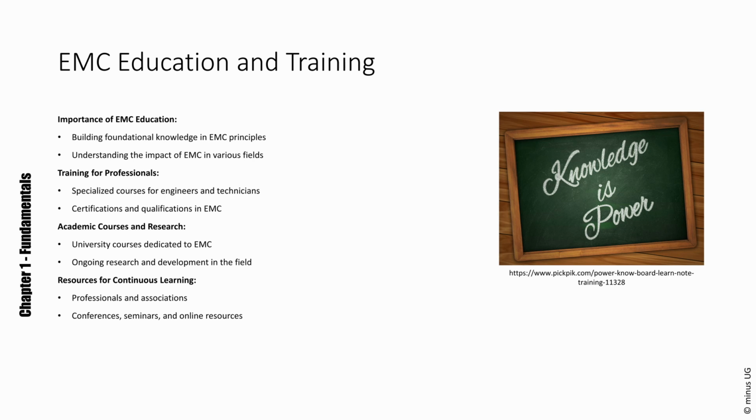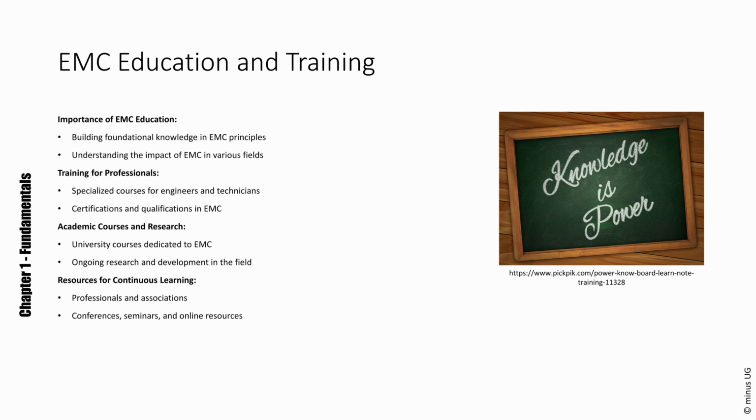Academic courses and research. Academic institutions play a significant role in EMC education through dedicated university courses and research programs. These courses provide students with theoretical knowledge and practical experience, preparing the next generation of engineers and researchers in the field. Furthermore, ongoing research and development in EMC at universities and research institutions contribute to advancing our understanding of electromagnetic phenomena and developing new methods and technologies for EMC management.